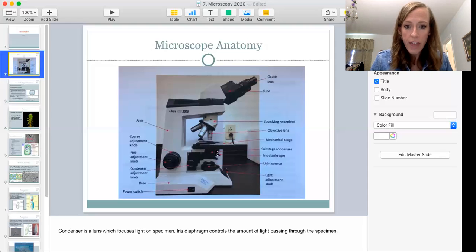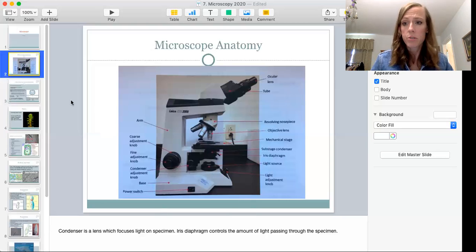I'll also mention that below the stage are the condenser and the iris diaphragm, as well as a light source. Down here is the light adjustment knob, so you can control the amount of light going in. The condenser is what focuses the light on your specimen, on your slide. And the iris diaphragm controls the amount of light that's actually passing through the specimen. So there are lots of ways to properly light and properly adjust the focus of your specimen. These are the basic terms that you should be familiar with for the microscope.